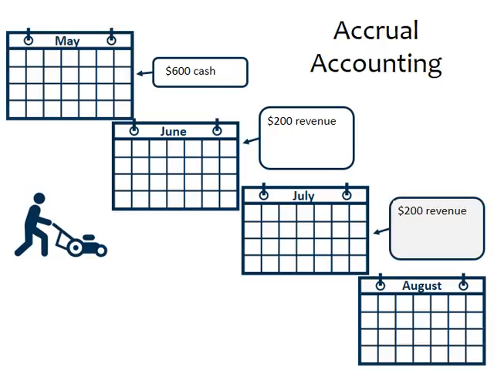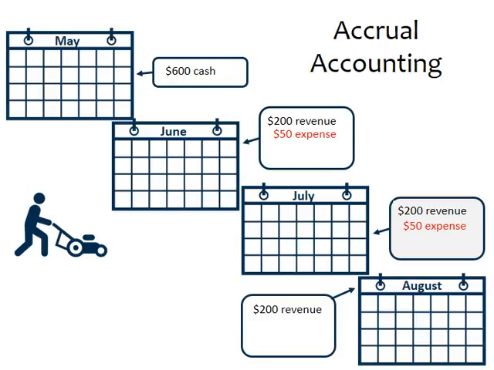In June, then, the lawn mowing service would recognize $200 of revenue, less the $50 expense for renting the mower, to give it $150 of net income in June. It would have the same net income in July and the same net income in August as well. The revenue that it earns is recognized over the period of time that it actually does the lawn mowing.